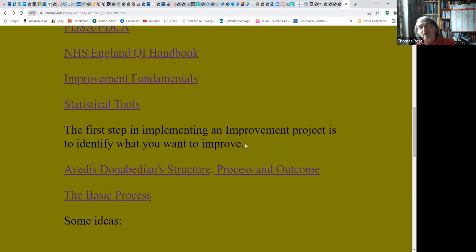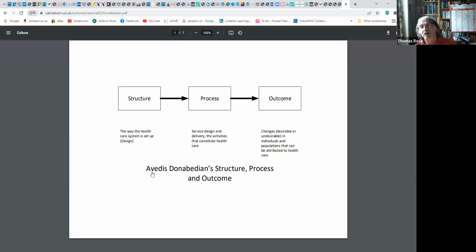The first step in implementing improvement projects is to identify what you want to improve. And getting back to this fellow who talked about structure, process, and outcome, this is the first book in the references. Structure is the way that the health system is set up, how it's designed, how the hospital is designed, how you've got pharmacy and X-ray and all of the other departments. So that is quite crucial to how you set up your processes. Then you've got process and you've got outcome.